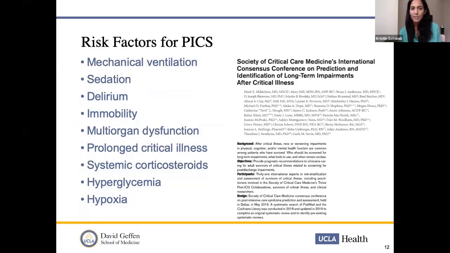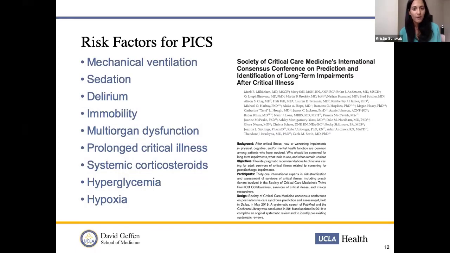Now, risk factors for PICS have been studied and are currently being studied further as well. A lot of these are not too surprising and correspond with severity of illness for people when they are in the ICU. I think also what you can see when looking at this is that a lot of our COVID patients meet all of these criteria, or almost all of these risk factors, really suggesting that COVID patients are at particularly high risk for PICS development.